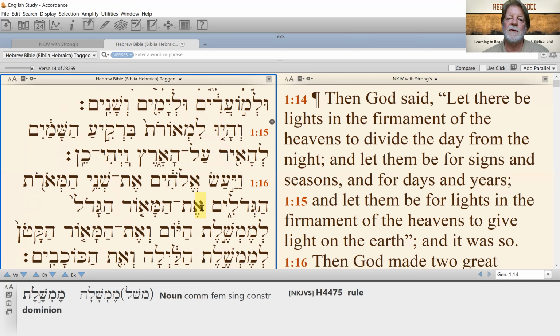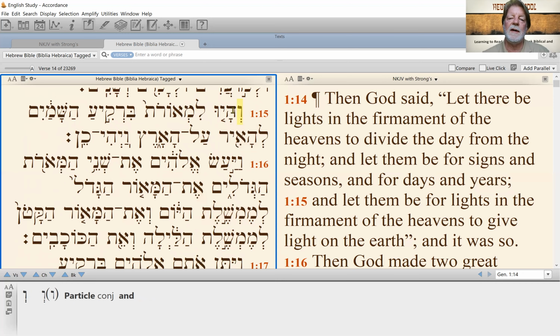So then we have verse 15, ve'hayu, let them be, lama'orot, for lights, barakia, they're going to light up the atmosphere, hashamayim, of the heavens, lehair, to shine, or is the Hebrew word to be a light or to shine, al, upon, ha'aretz, the earth, vayehi, and it was, ken, and it was so.